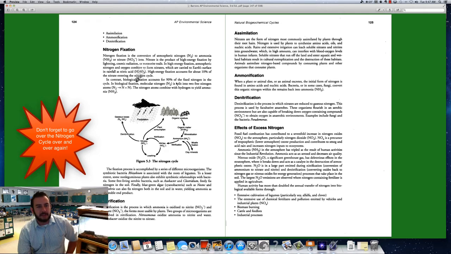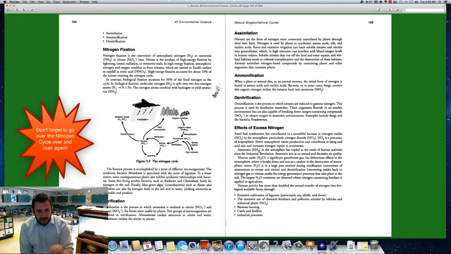In contrast, it says biological fixation accounts for 90% of the fixed nitrogen in the cycle. So, just by this natural process we're going to look at in a second, that's biological, it means living things. Lightning doesn't happen all the time. It's not bringing that much fixation out, but it can a little bit. What really happens, 90% of it is biological fixation, which happens at the roots of plants. So in biological fixation, molecular nitrogen N2 is split into 2 free nitrogen atoms. The nitrogen atoms then combine with hydrogen to yield ammonia.